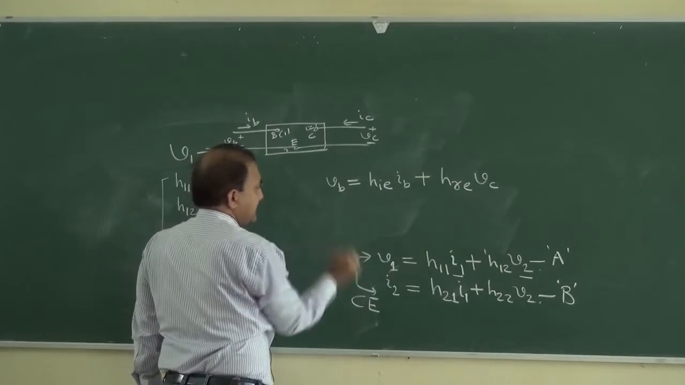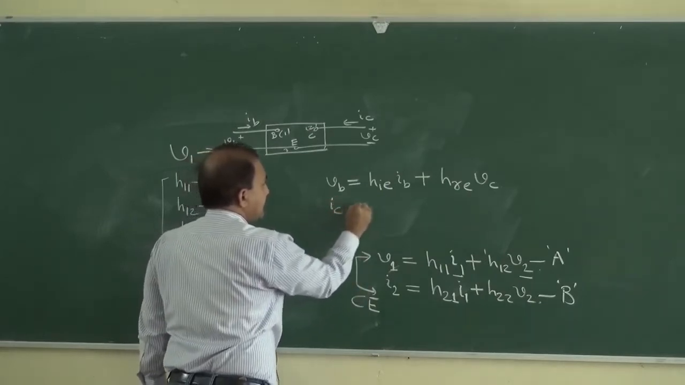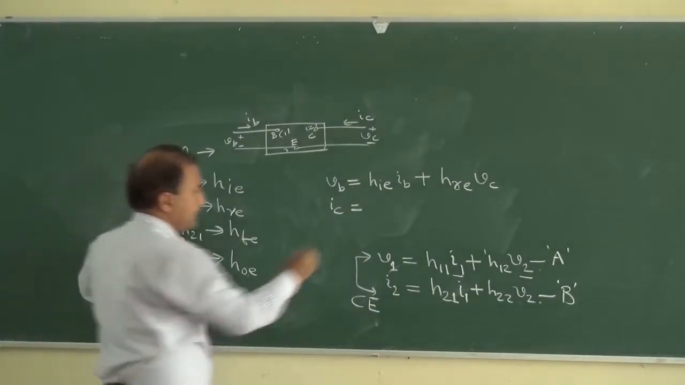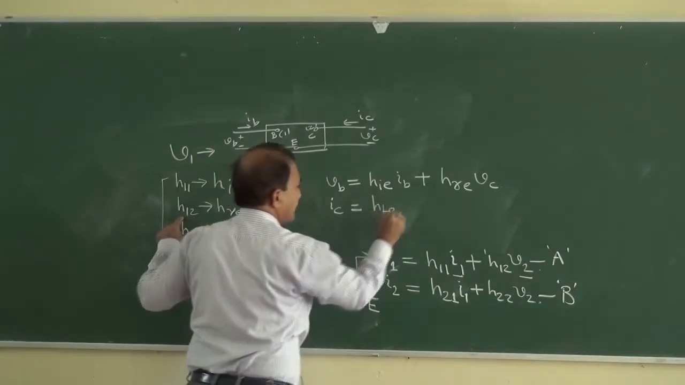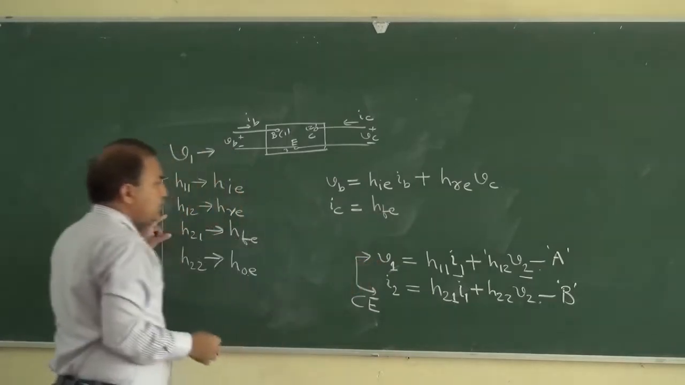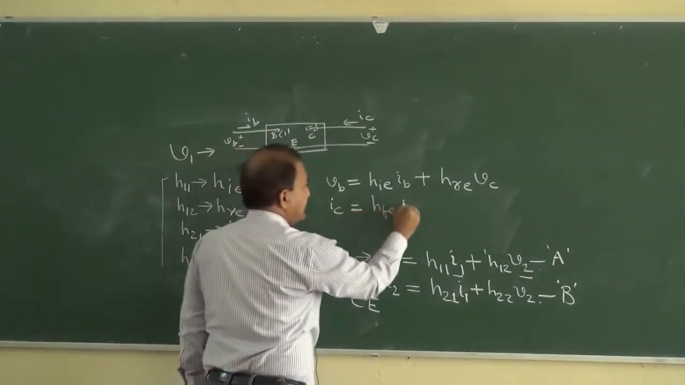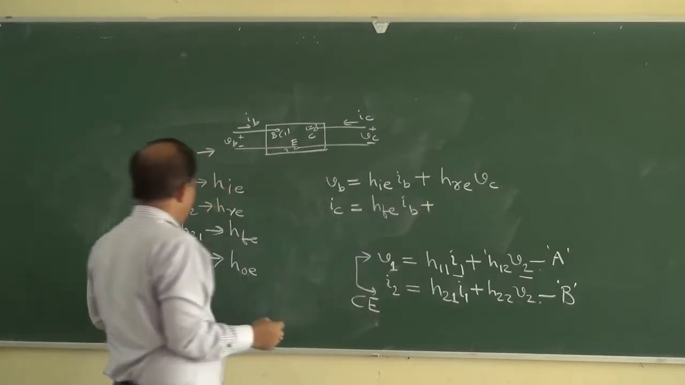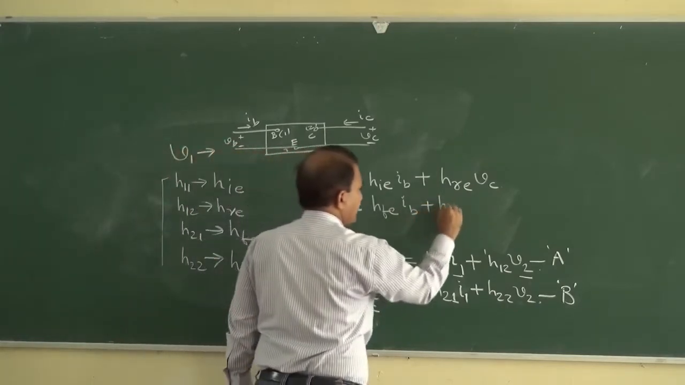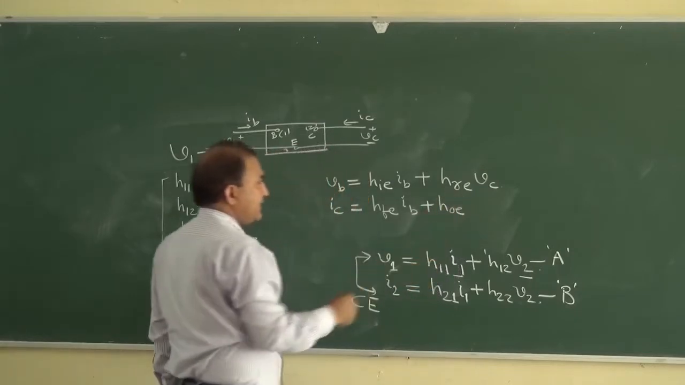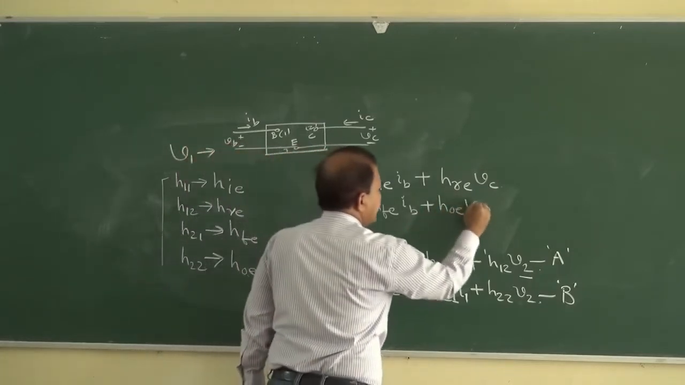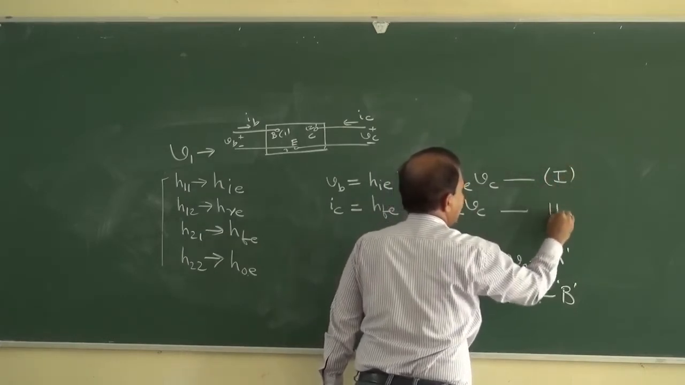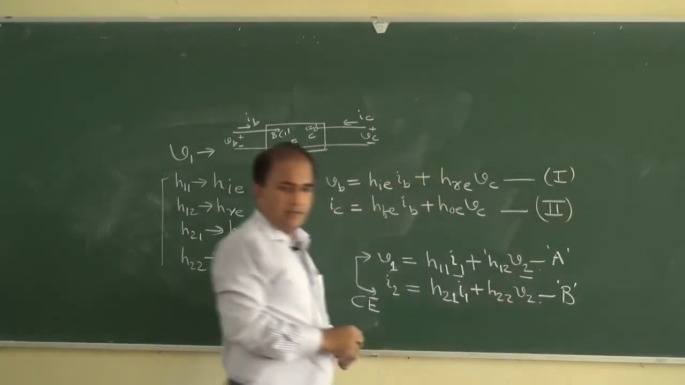Similarly, equation B we can write I2. I2 is IC. It is equal to H21, H21 it is Hfe, into I1. What is I1? I1 is IB, plus H22, H22 is Hoe, multiplied with V2. V2 is again VC. So suppose this is equation 1 and this is equation 2. Okay.